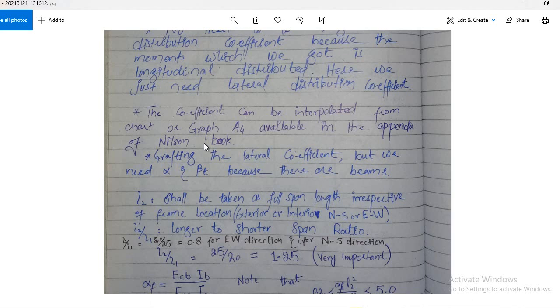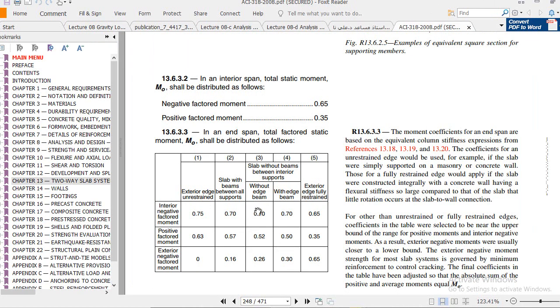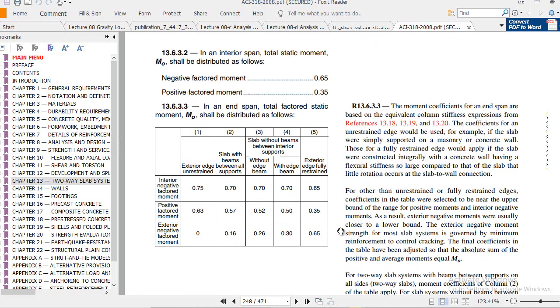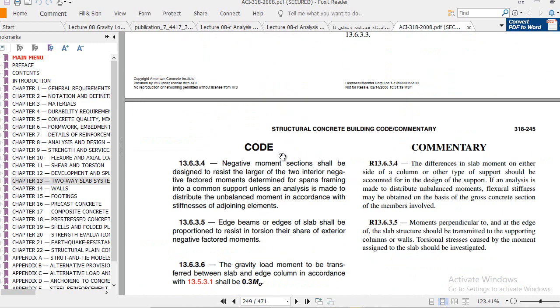Now the coefficient can be interpolated from chart or graph A4 available in the appendix of the Nilson book. Remember, the coefficients we used in the DDM method are these coefficients with different conditions. These coefficients cannot be used here because they are not for the beam-supported slab system. We have to interpolate these coefficients from graph A4.